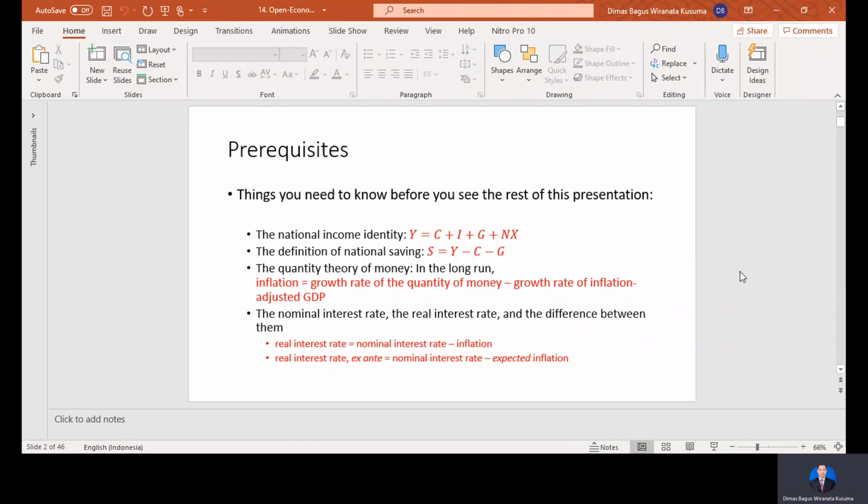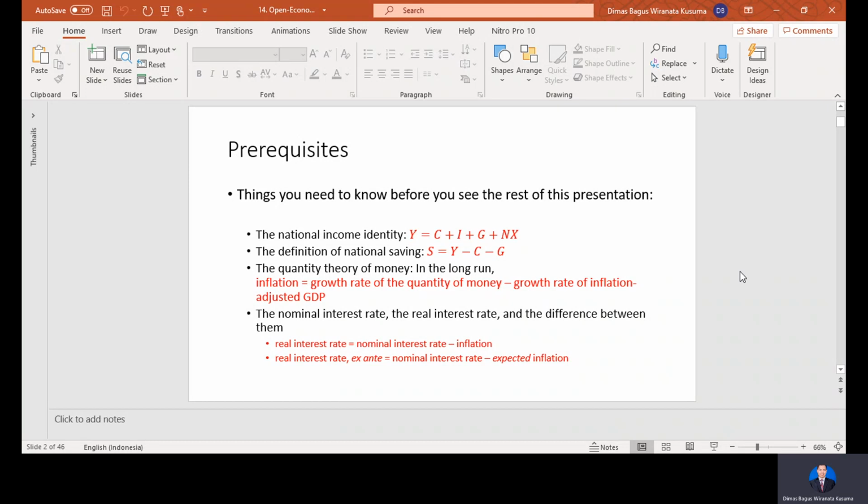Before we start, there are things you need to know before you see the rest of this presentation. We have the national income identity, whereby Y equals C plus I plus G plus NX. Y is the national income, C is consumption, I is investment, G is government spending, and NX is the net export. The definition of national saving: S equals Y minus C minus G.